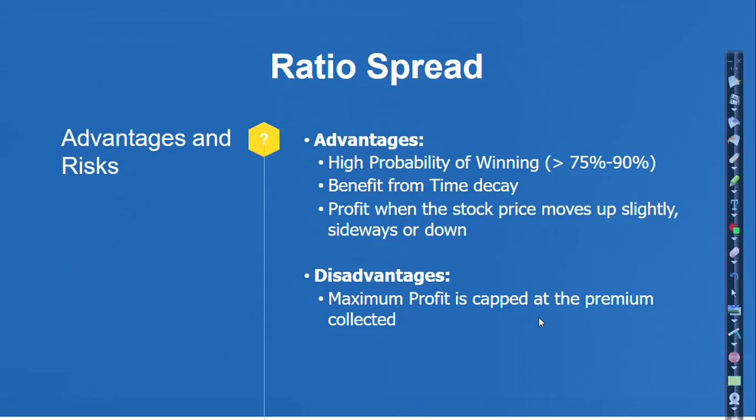So what is the advantage of a ratio spread? What is the risk? The advantage is high probability of winning. We have seen more than 80% winning probability. And it benefits highly from theta decay because IV percentile is high. You profit if the stock's price moves sideways, down, or upside. But price should not go beyond our break-even point. So that is important, we have to monitor.